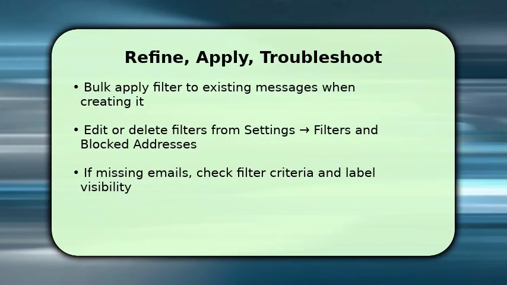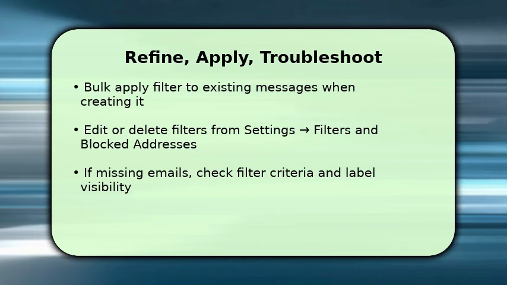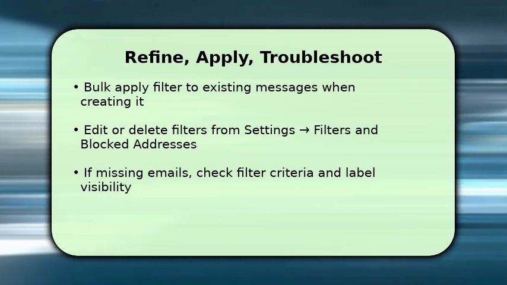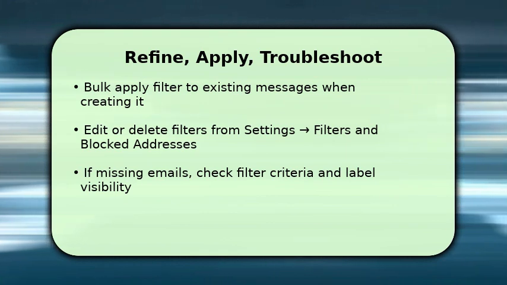Finish by refining filters and confirming behavior. Go to Settings, then Filters, to edit rules, merge duplicates, or remove overly broad conditions. Then reapply to existing messages if needed. Make sure label visibility is set so you actually see tagged emails in the left pane. If expected emails aren't labeled, verify the search criteria and test with exact sender or keyword. Also check Spam and Promotions tabs because filters don't override those. One clear tweak often fixes most issues.